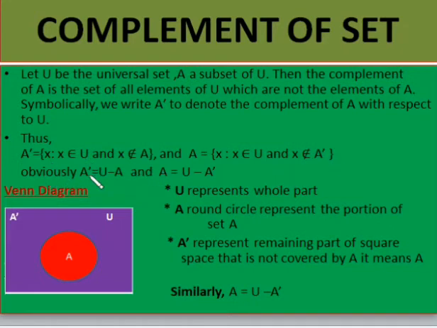We write A complement is equal to U minus A. When we eliminate the elements of A from U, we get the A complement. When we eliminate the elements of A complement from U, we get A. This way we find the complement of a set.